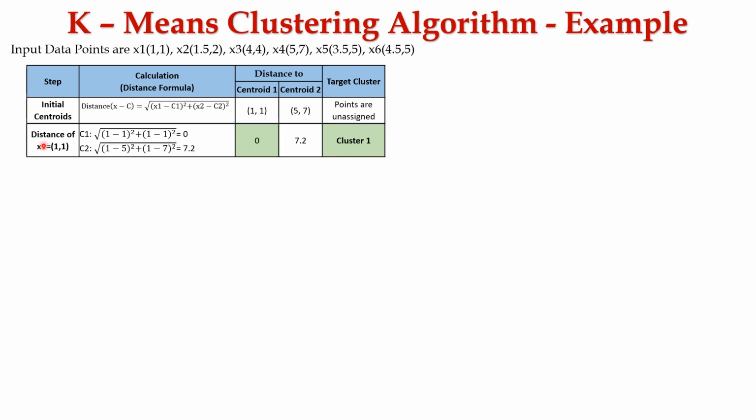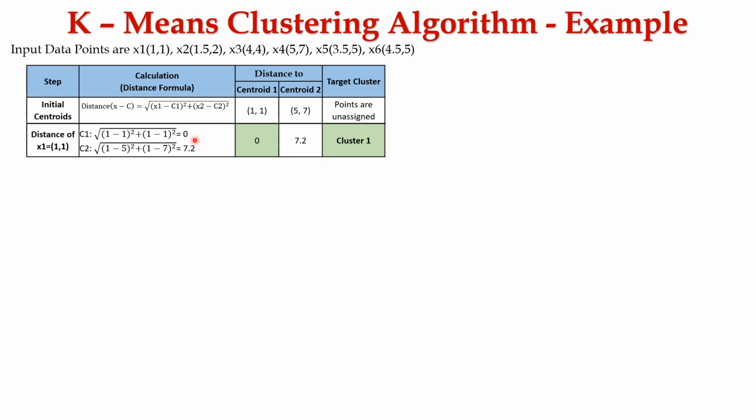Let's consider step 1. Here, the distance between the data point x1 and centroid 1 is calculated via C1, and the distance of the data point x1 and centroid 2 is calculated via C2. In C1, we need to find the square root of (x1 minus c1) the whole square plus (x2 minus c2) the whole square. Now we can substitute the values. The value for x1 is 1 and c1 is 1. Therefore, square root of (1 minus 1) the whole square plus the value for x2 is 1 and the value for c2 is 1. Therefore, again (1 minus 1) the whole square is equal to 0.